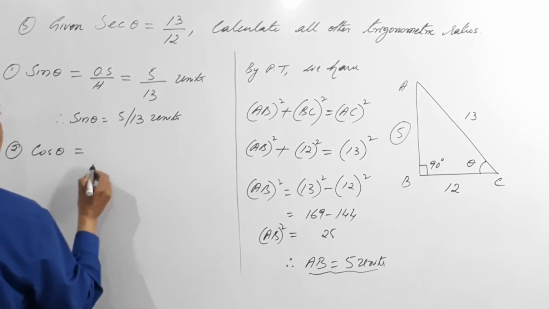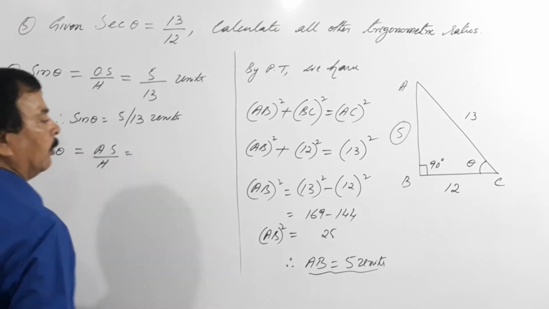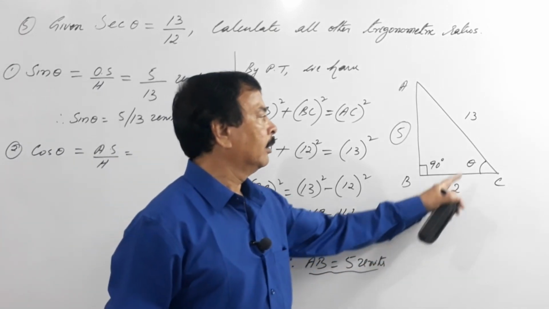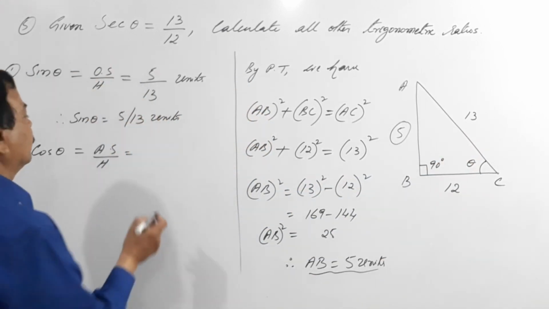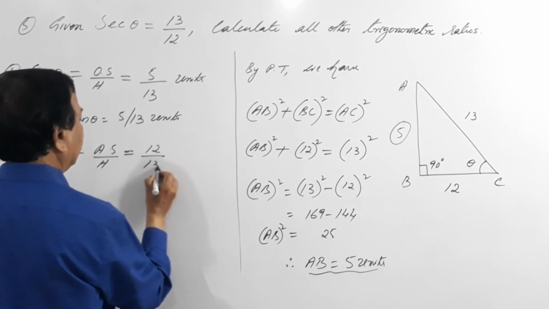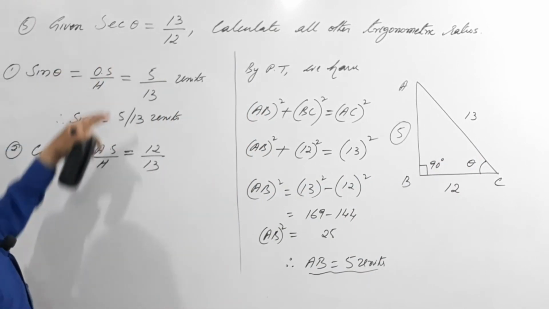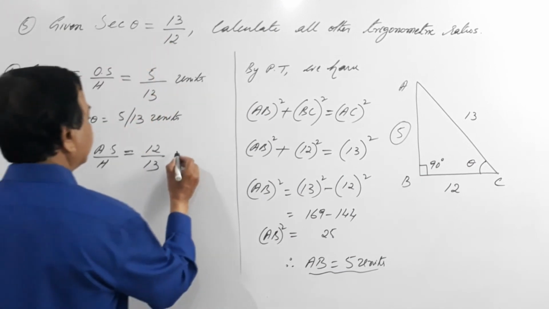Second, cos theta equals what? Adjacent side by hypotenuse. What is the adjacent side? 12 by 13. So cos theta is 12 by 13. See, the reciprocal of cos is secant, that is 13 by 12, but here it will be the inverse of that.